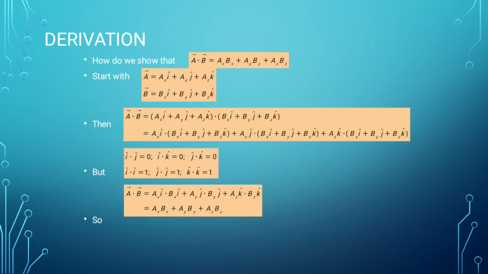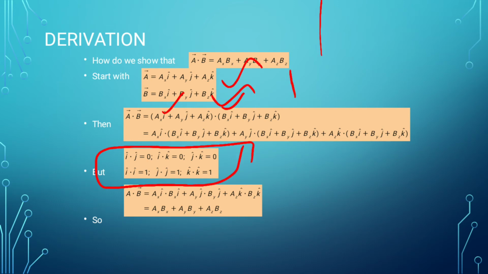See, this is your derivation. A vector is given, B vector is given. Now I am going to multiply these two vectors. So AX i cap plus AY j cap plus AZ k cap. Likewise, here the i and i vectors are going to be multiplied, so AX into BX. See here, this is the major vector identity: i dot j is equal to 0, i dot k is equal to 0, j dot k is equal to 0. If two directions are different, then it will be 0.